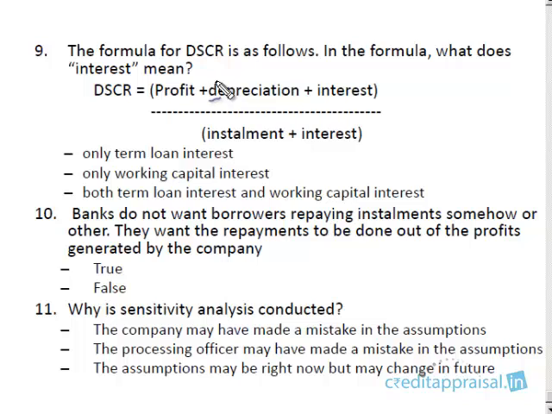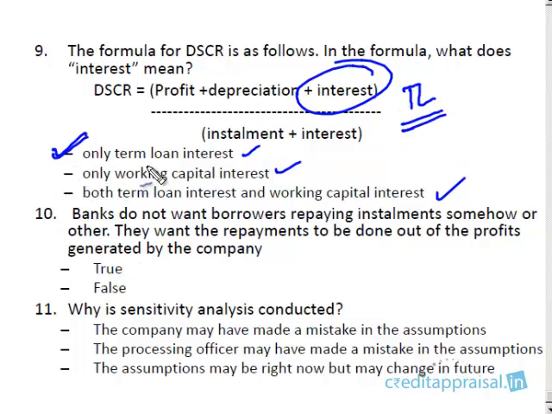Question number 9. The formula for DSCR is as follows. DSCR is profit plus depreciation plus interest, divided by installment plus interest. We have seen this formula. So in this formula, what does interest mean? Does it mean only term loan interest, or only working capital interest, or both term loan and working capital interest? We have discussed this point when we discussed DSCR. So this interest is only the term loan interest.